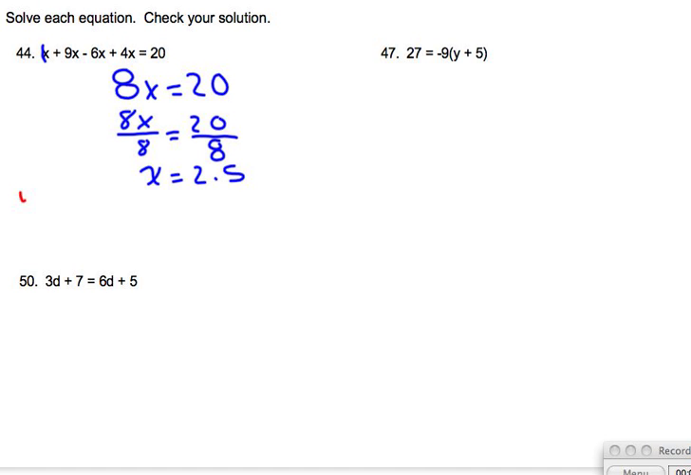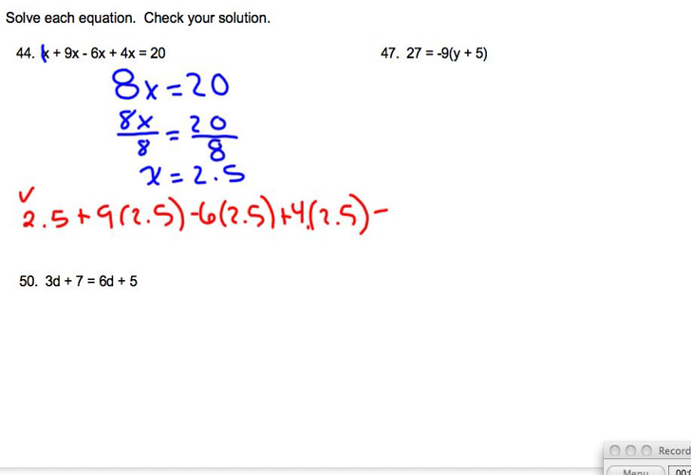The check now means I'm going to take 2.5 plus 9 times 2.5 minus 6 times 2.5 plus 4 times 2.5. Does that equal 20? Well, when I start checking it, I get a 2.5 plus 22.5 minus 15 plus 10, and yeah, it does check out to be 20.